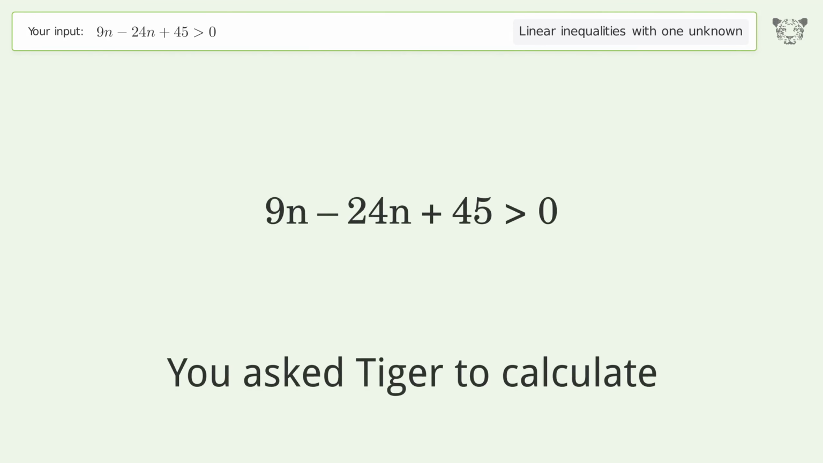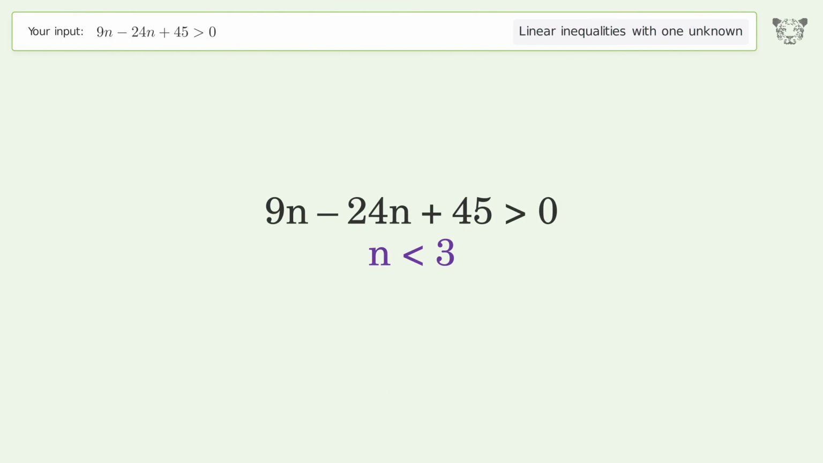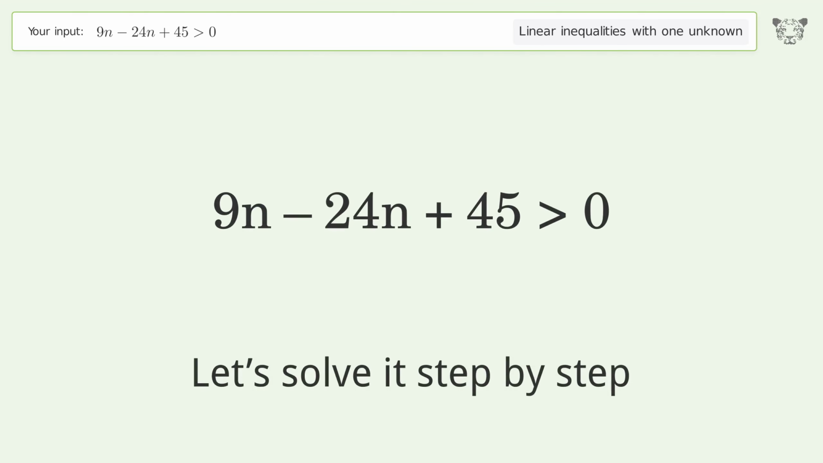You ask Tiger to calculate. This deals with linear inequalities with one unknown. The final result is n smaller than 3. Let's solve it step by step.